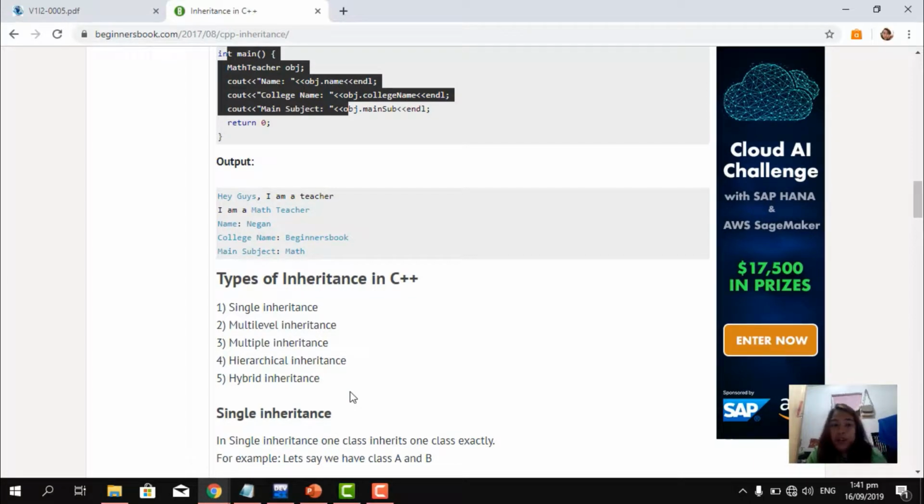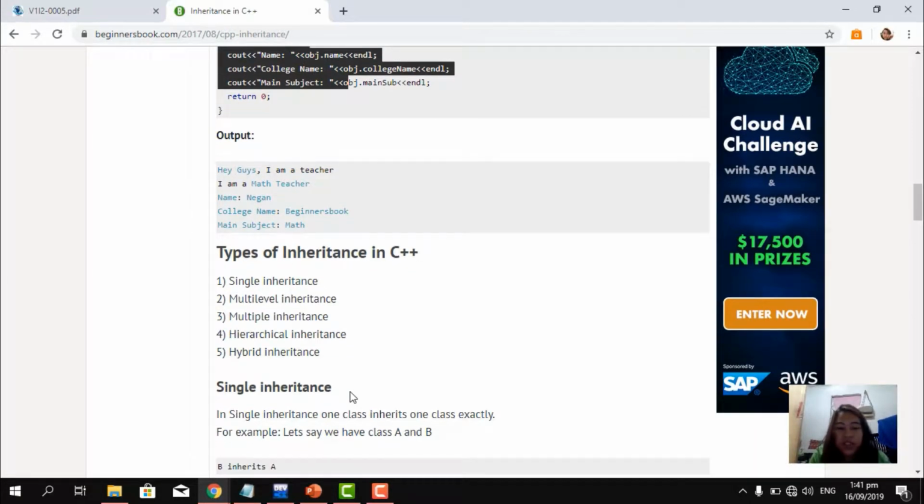So there are types of inheritance. There are 5 types of inheritance in C++: single inheritance, multi-level inheritance, multiple inheritance, hierarchical inheritance, and hybrid inheritance.